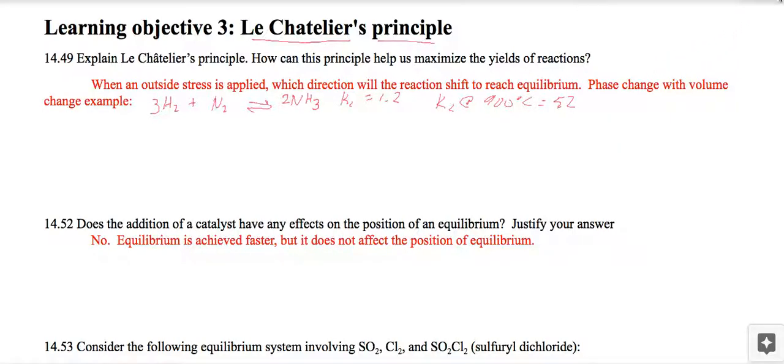Now, there are lots of different ways that we could shift that equilibrium. One is by increasing the temperature, like I just said. We could also increase or decrease volumes. We could increase concentrations of reactants or products. All of those things can be done to shift that equilibrium. And what we're doing with Le Chatelier's principle is determining which way the equilibrium will shift based on that additional stress, whether increasing the temperature or decreasing the volume or something like that. And so I'm going to use this phase change of water to explain that a little bit more.